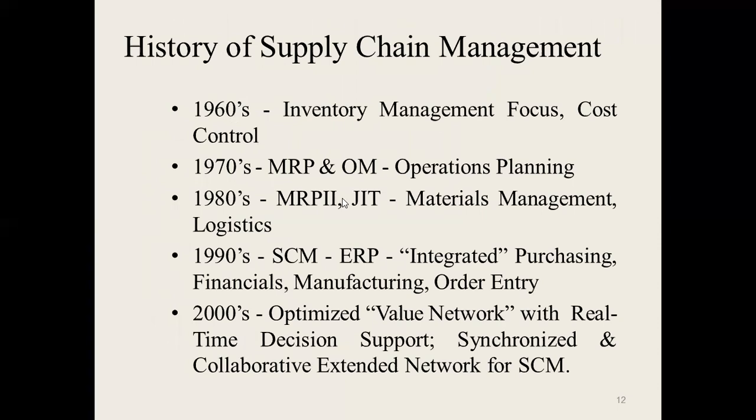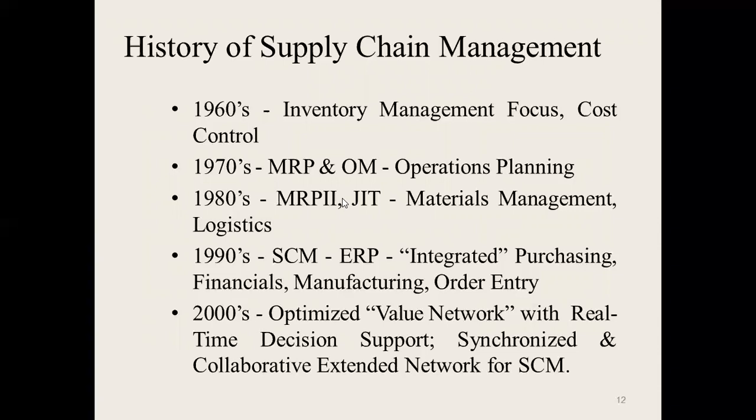So this is a brief history of the supply chain. We started with the 1960s, which meant inventory management focus and cost control. Then the MRP and the operation planning process started. Then in the 80s, a big part came in material management, meaning the JIT approach. And MRP part 2, the logistics approach, started in the 80s also.